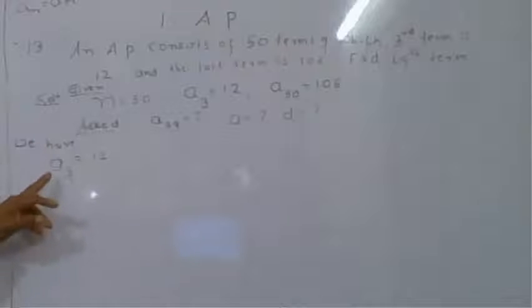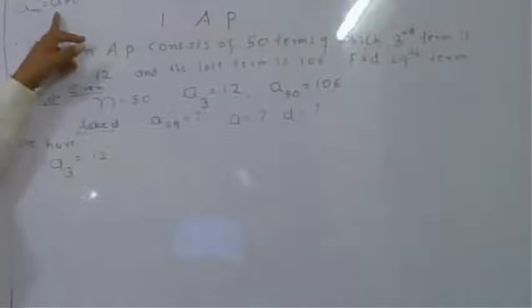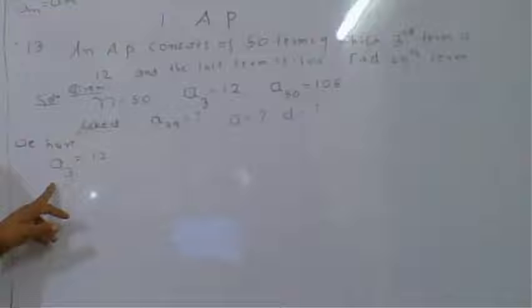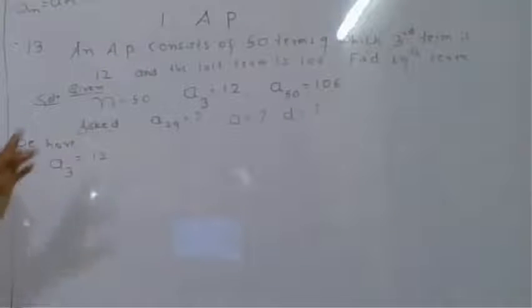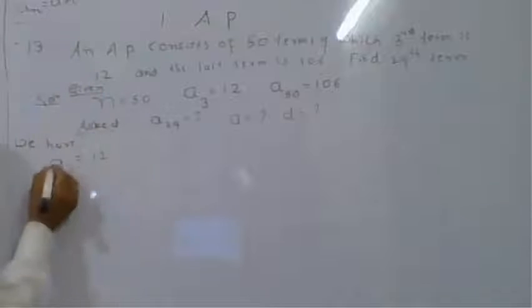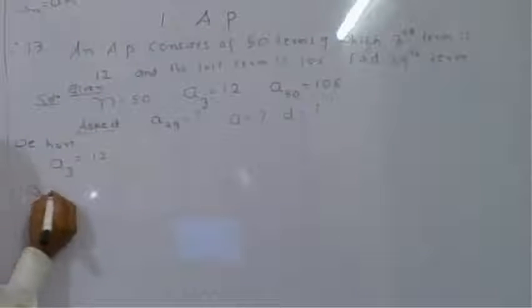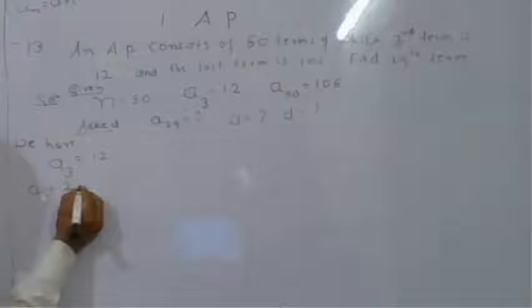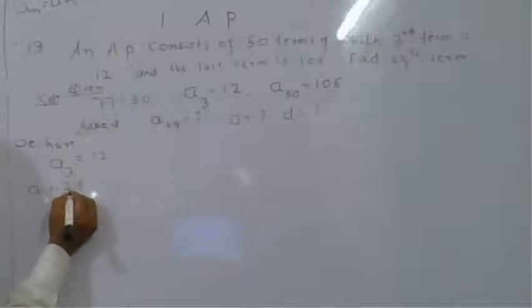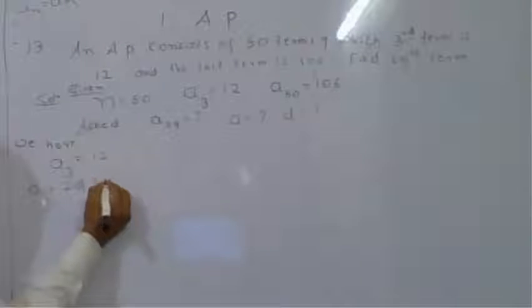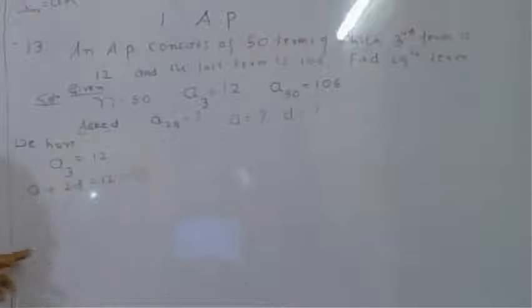Last class. A3 means A plus 2D. What is the nth term? A3 is equal to A plus 2D. N minus 1 means 3 minus 1 into D is equal to 12. Nth term formula.